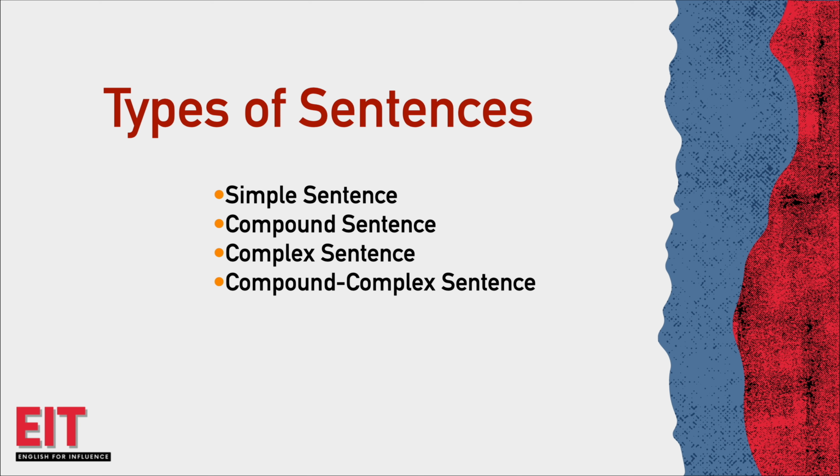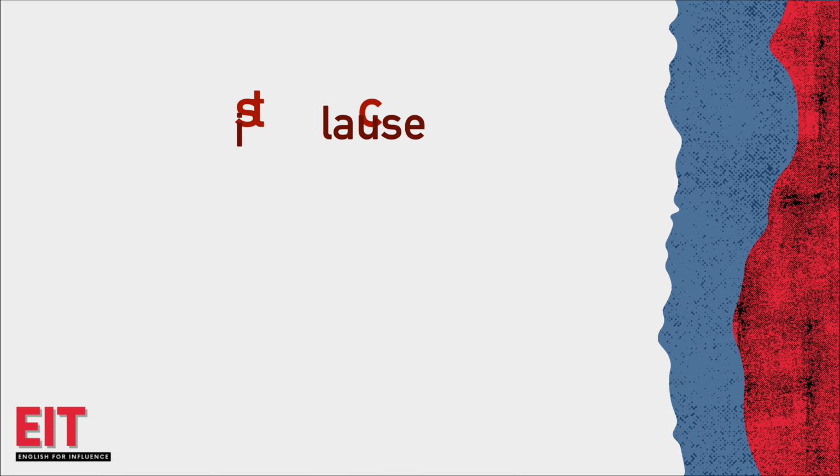So, we have four different types of sentences: simple, compound, complex, and compound complex. But before we talk about them, let's talk about something very important, something very foundational. Because if we don't understand clauses, then we won't be able to understand the differences among these sentences. So, what is a clause?